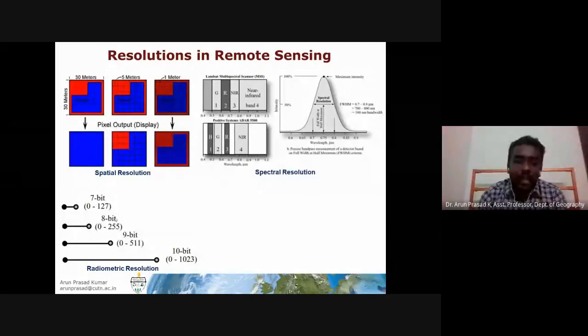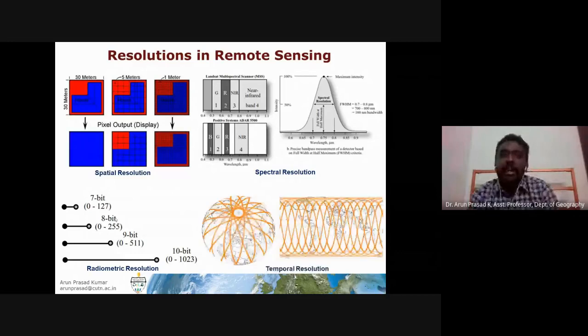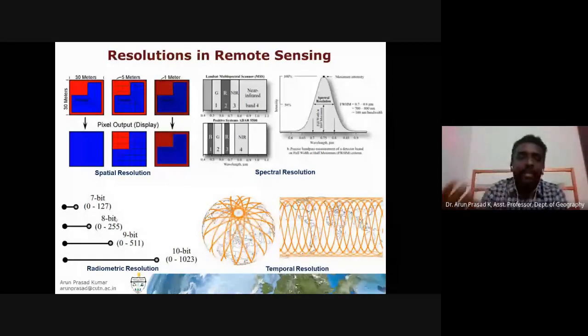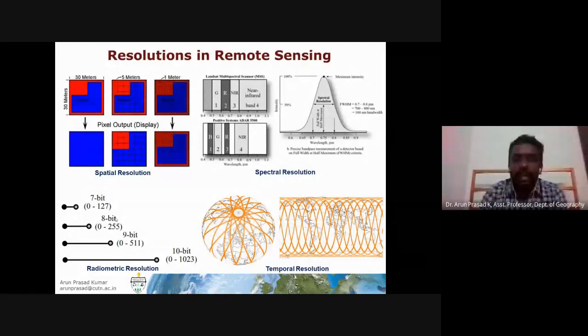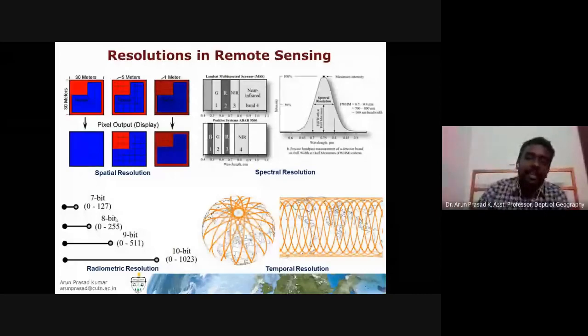Okay. And the next one is temporal resolution. Temporal resolution is nothing but revisit time, so how often the data is collected for a particular region. For example, one sensor is imaging Thermal Valley on this day, like 26th of September at 10:15, and the image has been obtained for that region. And the next cycle, when would it happen?